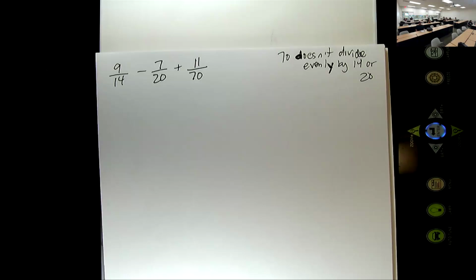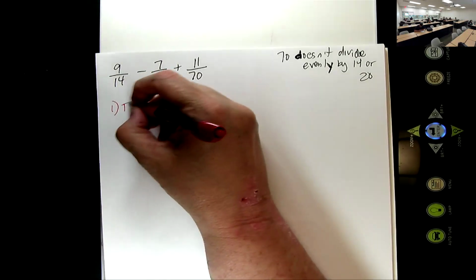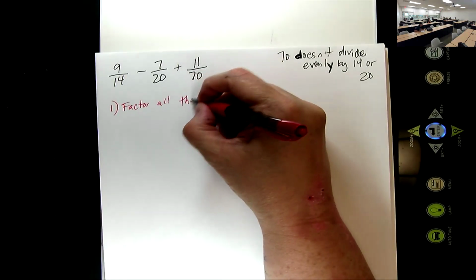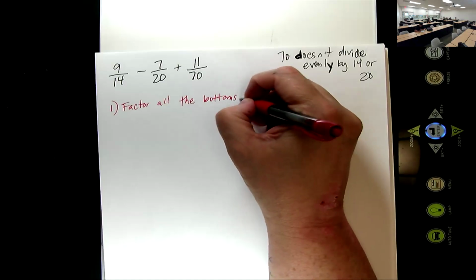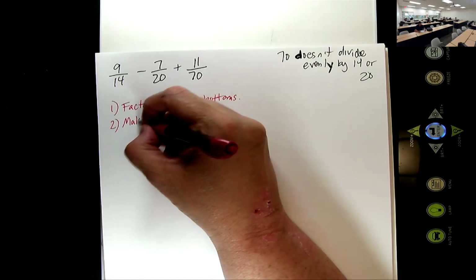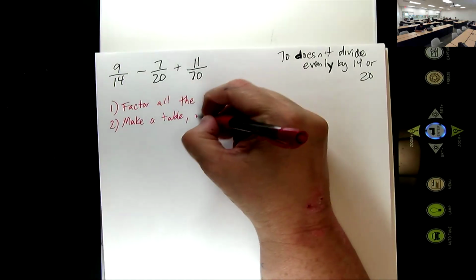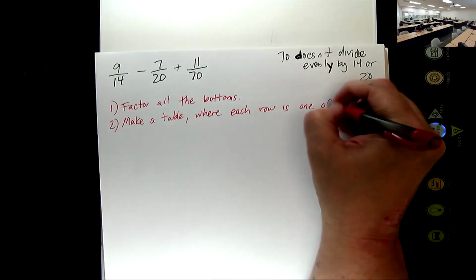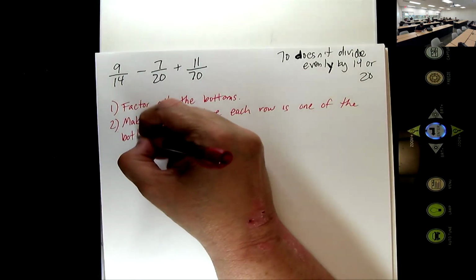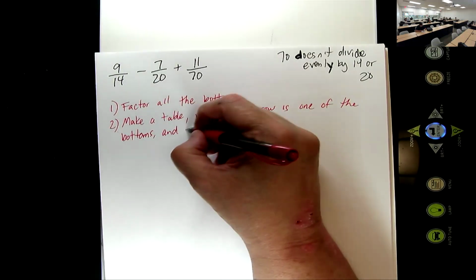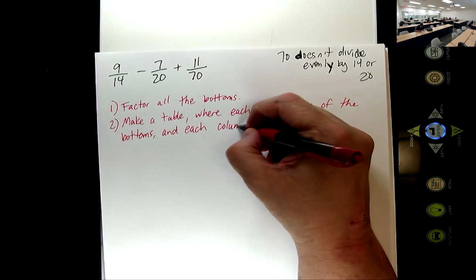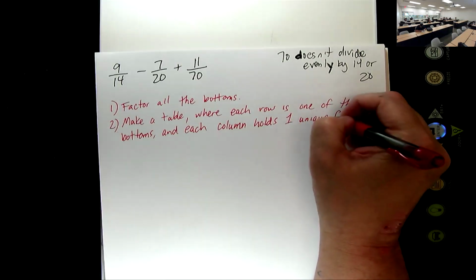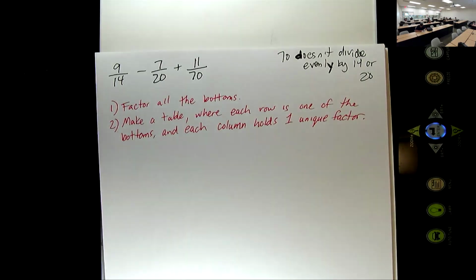So when it doesn't work like that, what we're going to do is factor all the bottoms. And with those, I'm going to make a table where each row is one of the bottoms and each column holds one unique factor. That may sound weird, but I'll show you what I mean.